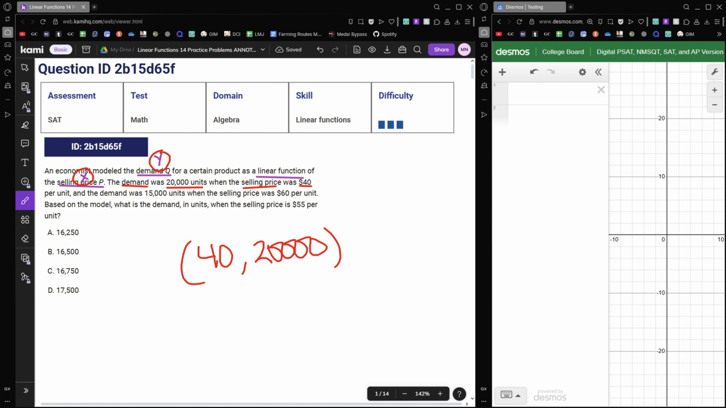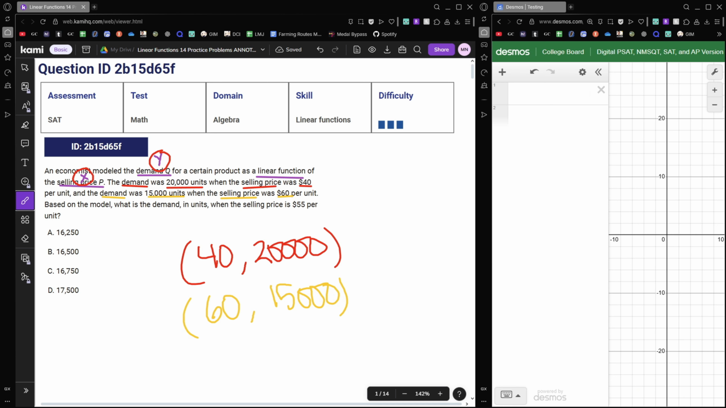Now let's do the same with the second piece of information. The demand is 15,000 when the selling price is $60. Selling price is the X value, so 60 is the X value, and the demand is the Y value, so 15,000 is the Y value. And now we have 2 points.